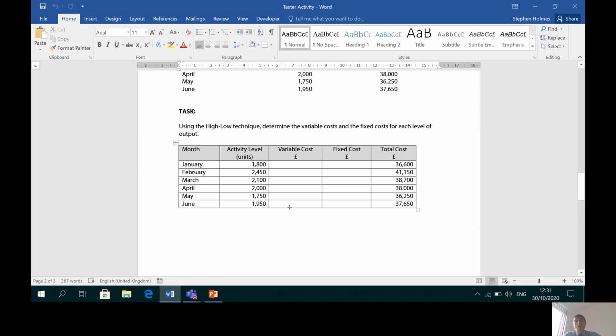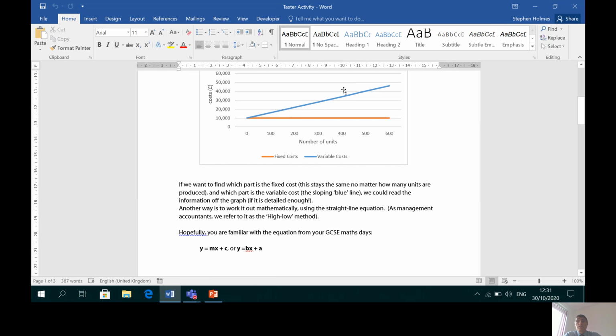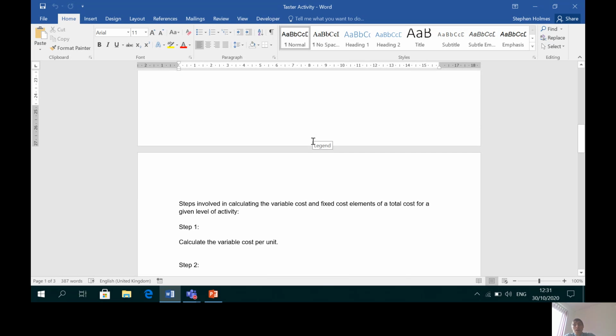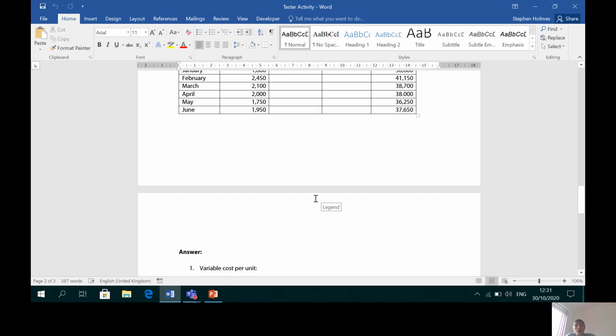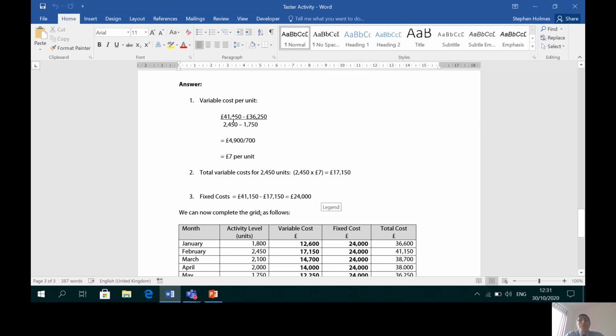To find the gradient of this line, we have to find the difference in the costs at the 2 levels of output. If we take the highest level of output and the lowest level of output and their respective costs, we get 41,150 minus 36,250, divided by the level of output 2,450 minus 1,750. Breaking that down, that gives us £4,900 divided by 700 units. That's the difference in cost over the difference in units. So the variable cost per unit is £7 per unit.